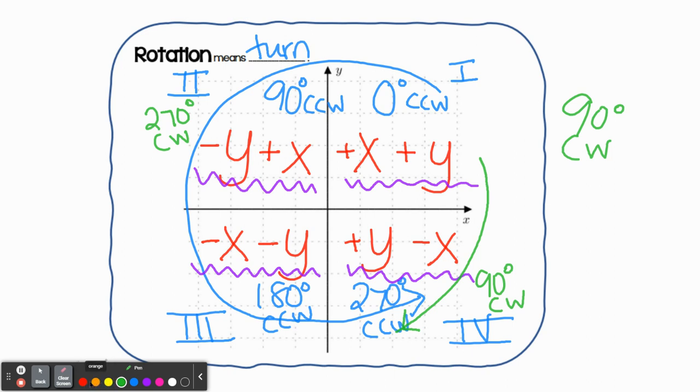Lastly, let's go ahead and write how many turns we will be making. For a 0-degree rotation, that is 0 turns. For a 90-degree rotation, you are rotating 1 time. For 180, you will be rotating 2 times. And for 270, that means 3 turns.